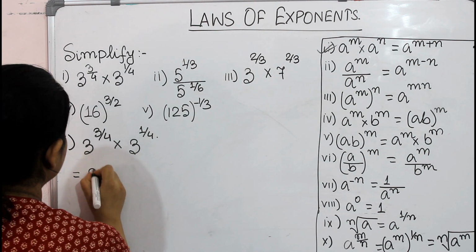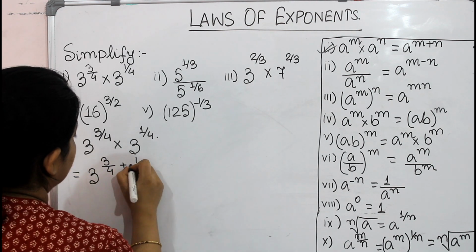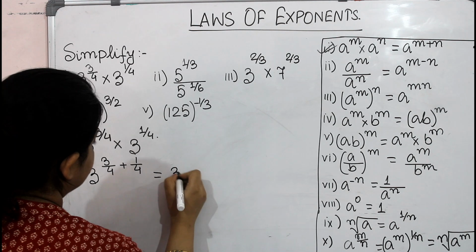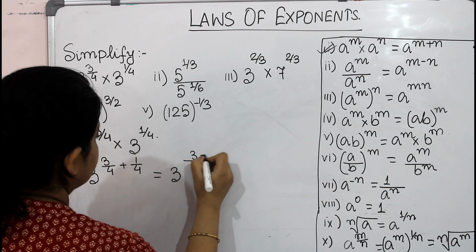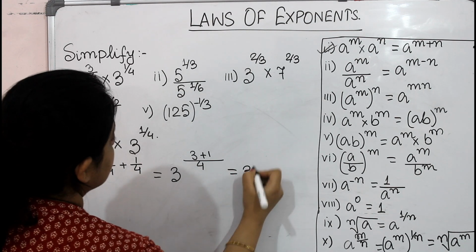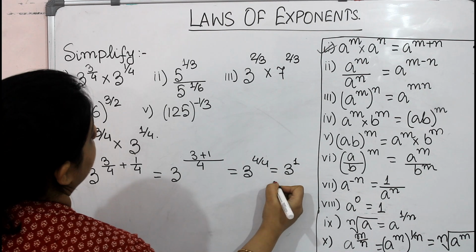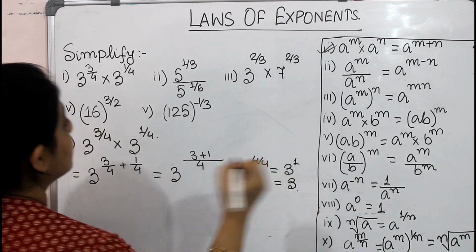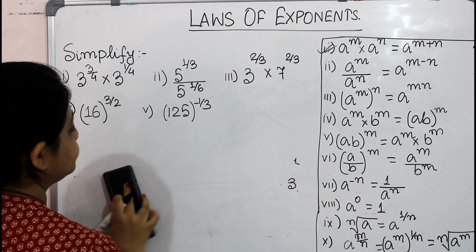So with this, what do we do? 3 to the power of 3 by 4 plus 1 by 4. The LCM is 4, so 3 plus 1 is 4, that is 3 to the power of 4 by 4, which equals 3 to the power of 1. So 3 to the power of 1 is 3.